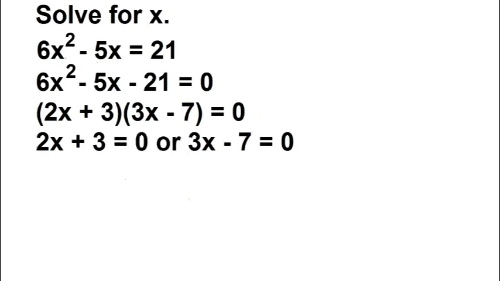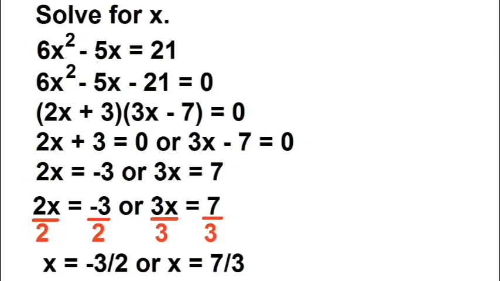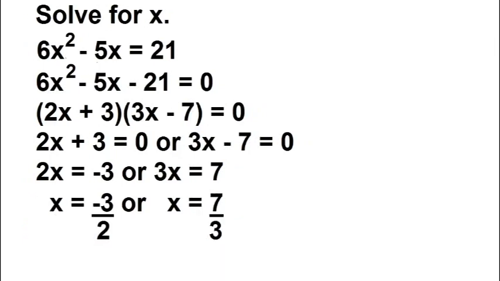Set each factor equal to 0 and solve. 2x plus 3 equals 0 or 3x minus 7 equals 0. 2x equals negative 3 or 3x equals 7. x equals negative 3 over 2 or x equals 7 over 3.